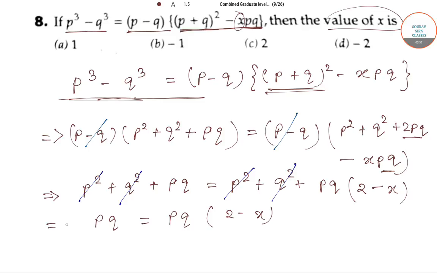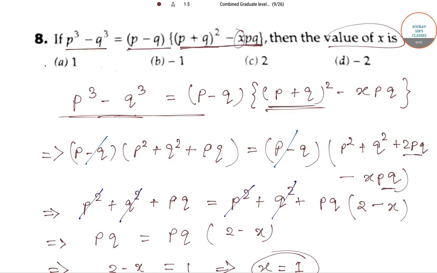Now in the next step, we can write 2 minus x equals 1, or x equals 1. So we have our answer, that is 1. So option A will be the correct answer for this math.